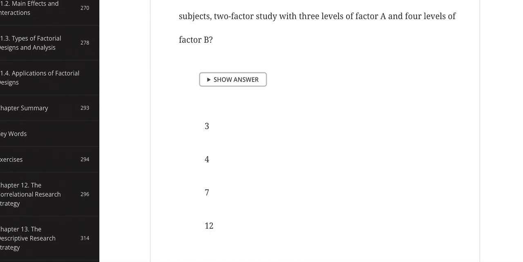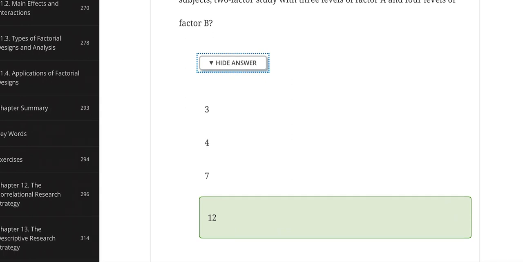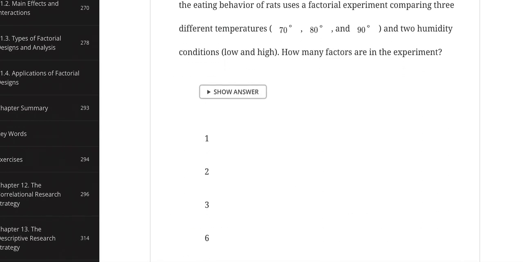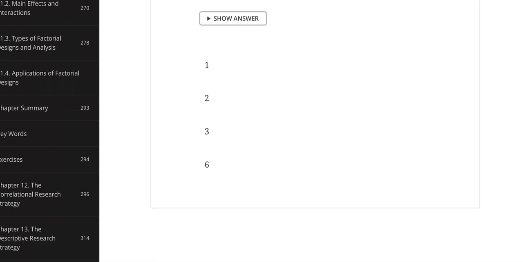So that means that there is a 3 by 4, if we're going to write it down in that notation. So 3 by 4, right? So what is 3 times 4? And that is 12. So you would need 12 separate groups or conditions for this kind of factorial design. All right, and so this last question, I think this is the last one, yes.